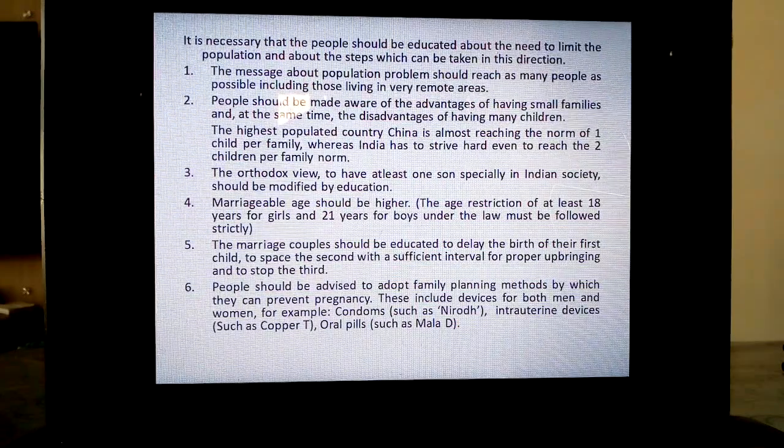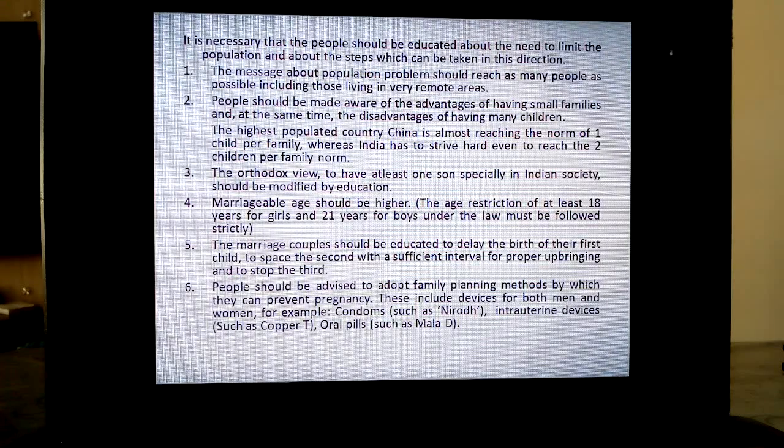Now the message about population problems should reach as many people as possible, including those living in very remote areas. Earlier it was very difficult, children. When there was no media, the message reached only through radio and people moving to them, like health workers. But now we have many multimedia, media people, health workers, and also television, YouTube, whatever it may be, so we are able to reach. So it is very important. First and foremost thing is it should reach the people.